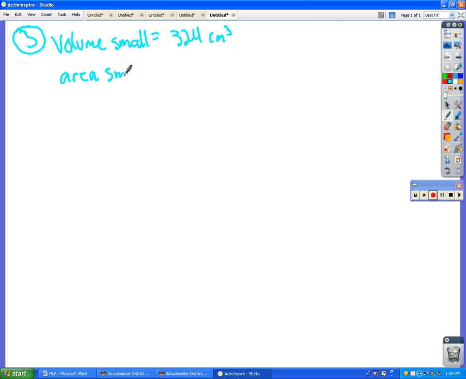Okay, and then it says the area of the base and the area of the small. We're just going to go area small, area large. I warned you about this one yesterday, that this was going to happen. That you would be given the volume and asked to find the area, or you'd be given the area and asked to find the volume.